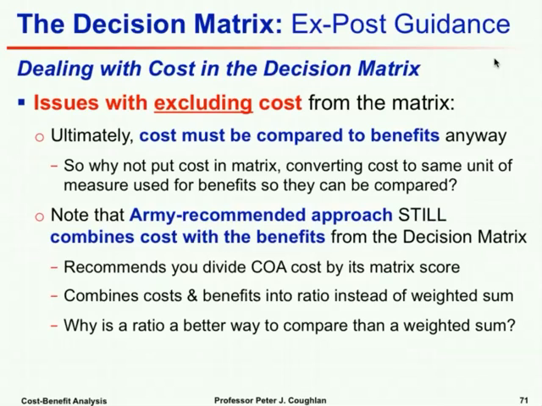So in other words, they're going through the motions of keeping them separate, but in the end, they get combined. And so the question is simply, what's the right way to combine them? Is the right way to combine them by doing a ratio? There's appeal to that, but there's also, why not assign a weight to cost and include it as a weighted sum of the overall score?